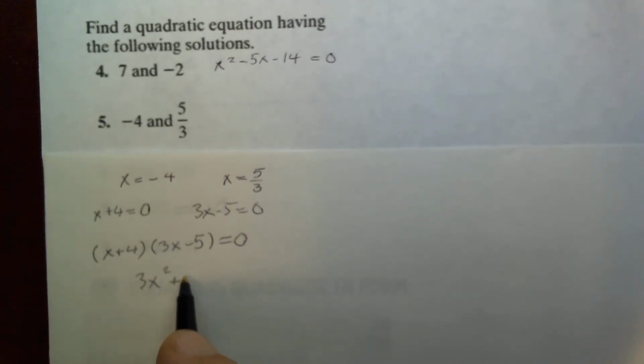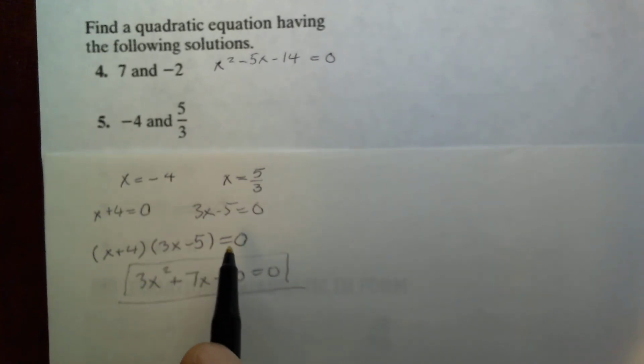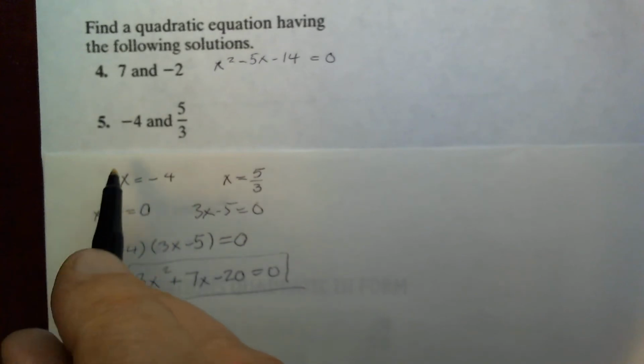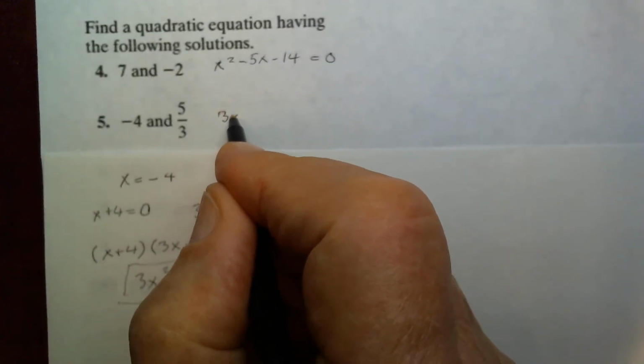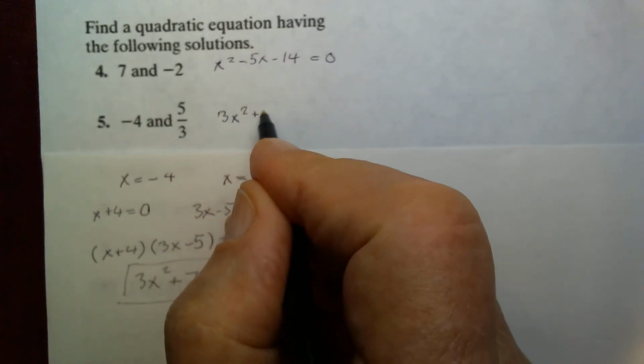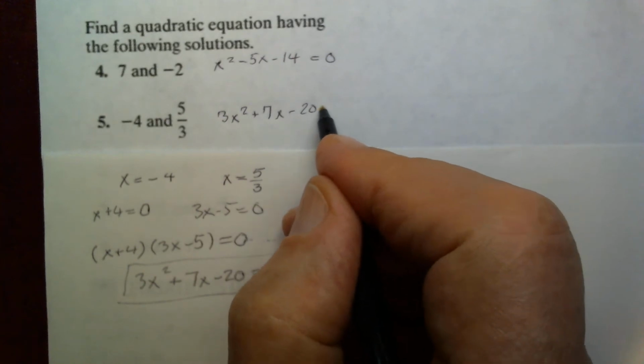plus 7x minus 20 equals 0. So that's the quadratic equation corresponding to these two solutions. So 3x squared plus 7x minus 20 equals 0.